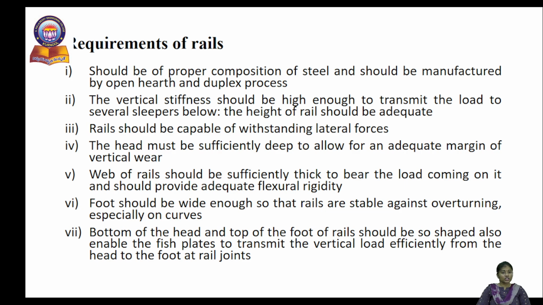The rail section must be composed of the proper composition of steel. Just now we have seen the different composition of different materials. All these components must be included in the rail section, and it must be manufactured using the open hearth and duplex process. The vertical stiffness of the rail section must be high enough to transmit the load to the sleepers. That is, the height of the rail section should be adequate.